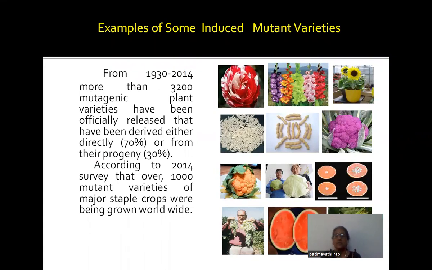Most of the varieties are very familiar: seedless watermelon, seedless oranges, flower varieties of gerbera, roses, and dwarf varieties of sunflower. And these are very common varieties which are produced by using mutagenic agents.